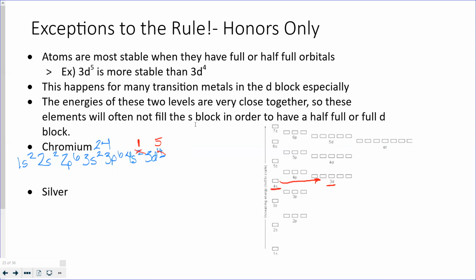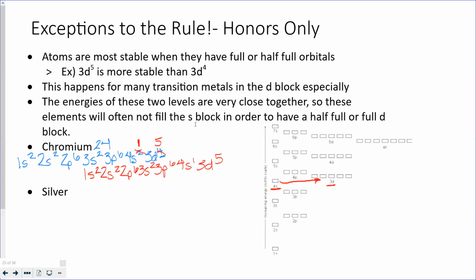So the correct way to write out chromium would be the 1s2, 2s2, 2p6, 3s2, 3p6, 4s1, 3d5. Showing 4s is half full and 3d is half full as well.